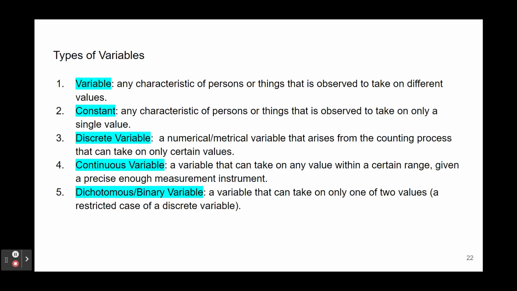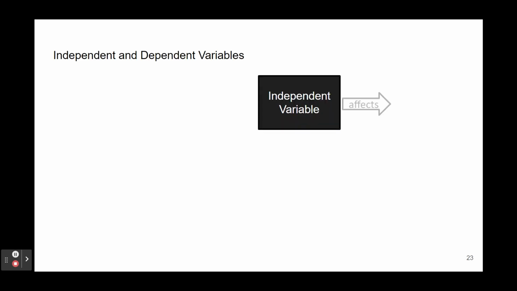The dichotomous variable is a special case of a discrete variable. We only have two statuses, 0 or 1, right? Only two values are available, and we call it a dichotomous variable or binary variable. These are just the terms and definitions.